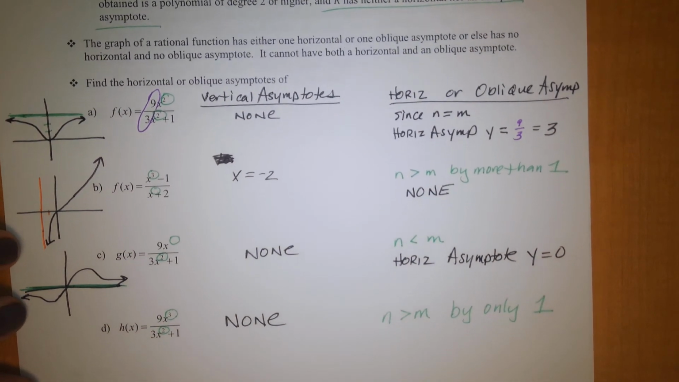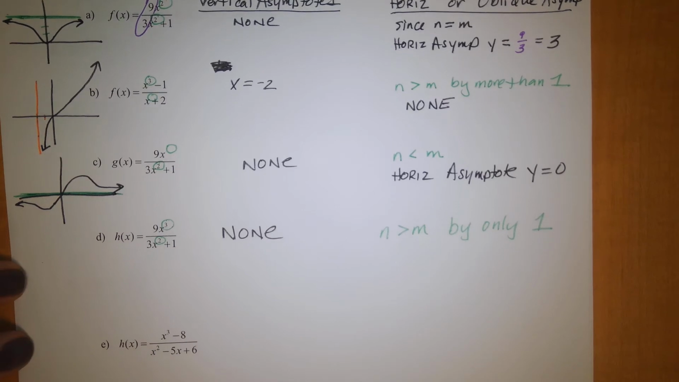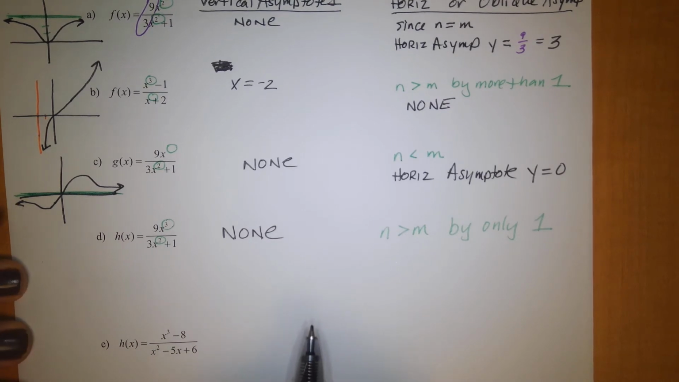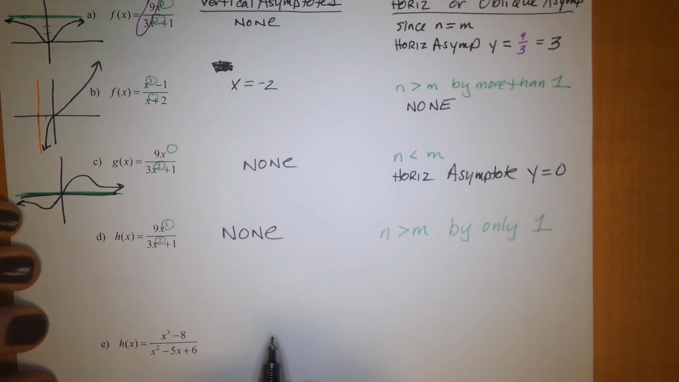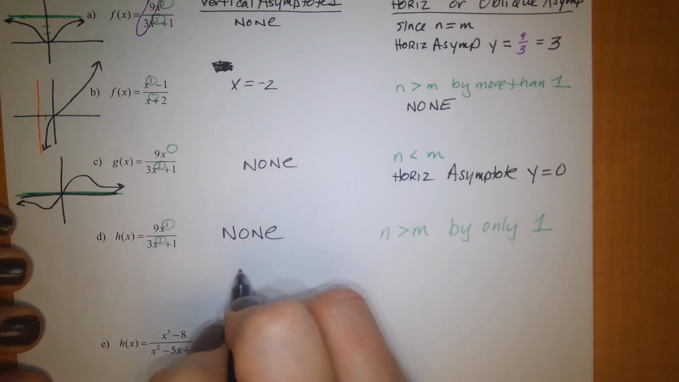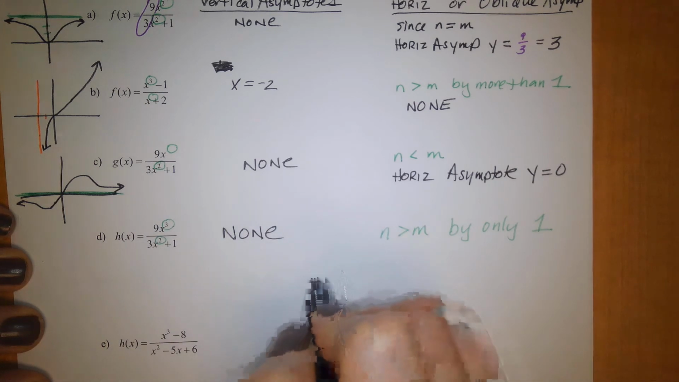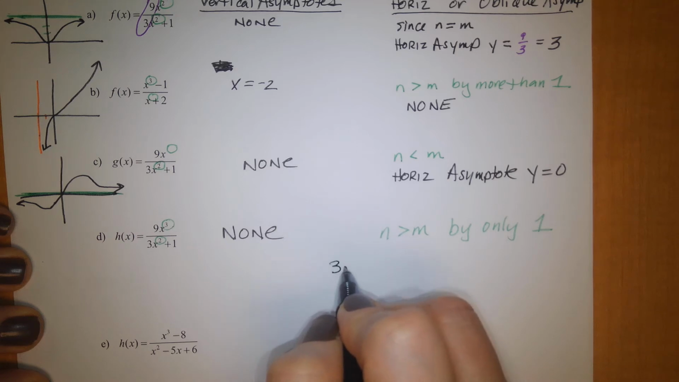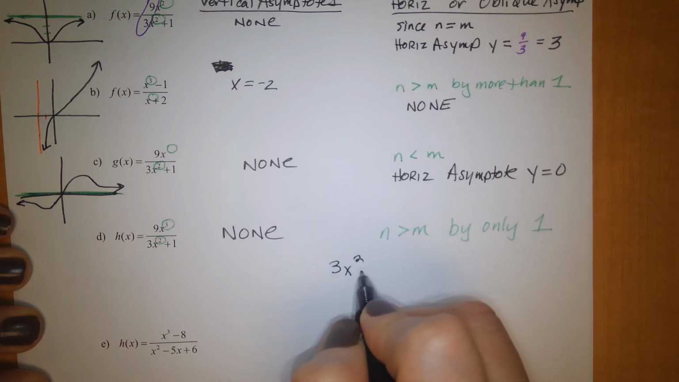This one is a little tricky to do, so feel free to pause the video as you go through this example. I'm going to do long division. What we're going to do is divide this denominator into this numerator. So we're going to divide 3x squared plus 1.